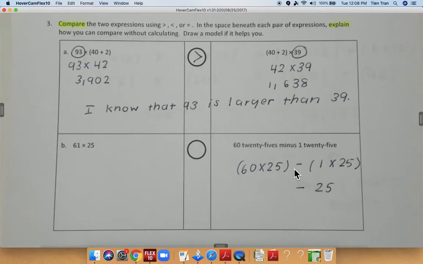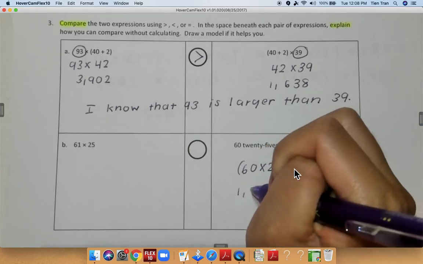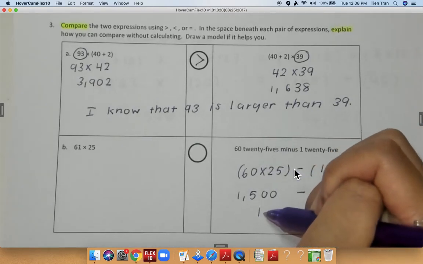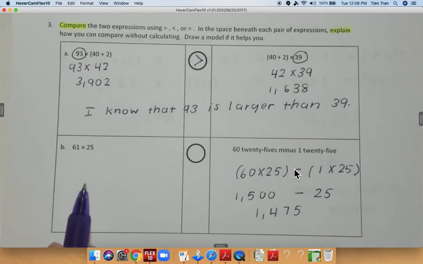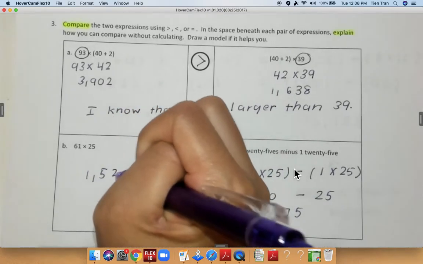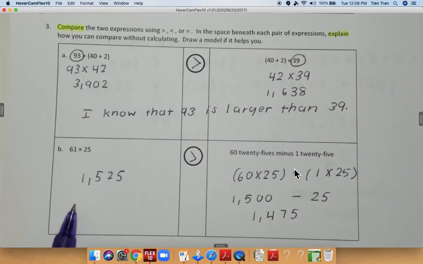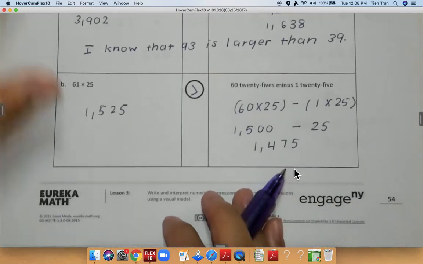So when I multiply 60 times 25, what I'm going to get is 1,500. And when I subtract 1,500 minus 25, I'm going to get a number of 1,475. Okay? Now on this side, if I were to multiply 61 times 25, I would have gotten 1,525. So my larger number is going to be 1,525. And I could have done this without even multiplying.